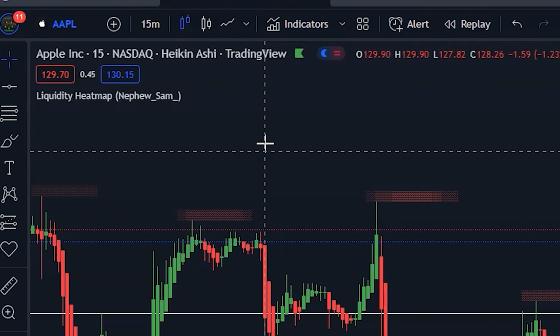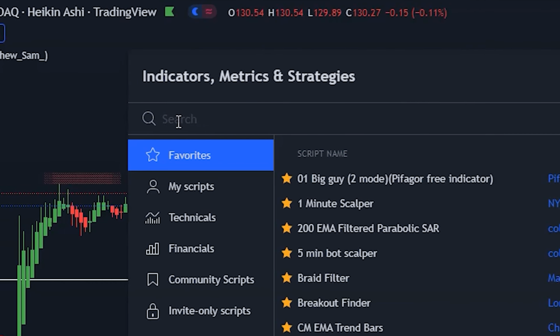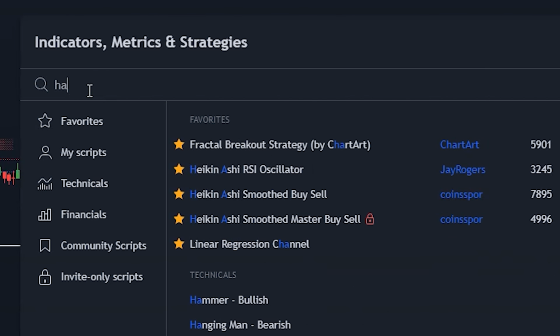So we're going to go back up to the indicators tab here. We're going to go to search, and we're going to type in half.